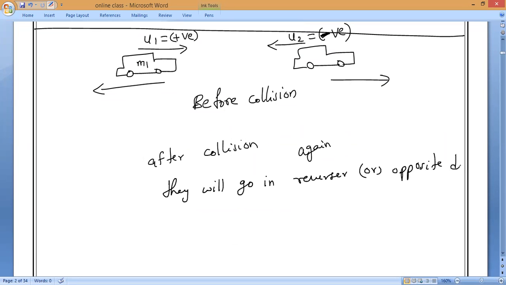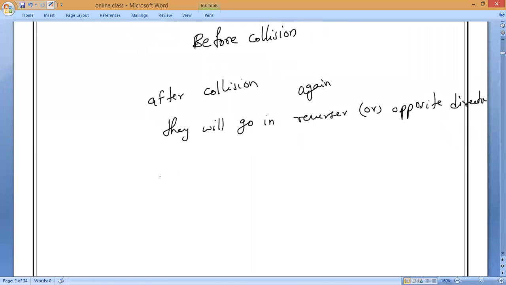Now anybody tell me what is the sign convention for the final velocities? M1 will become minus. Not M1, V1 will become minus. Velocity is the only one that changes sign. Mass will never be zero. Mass will never be negative.